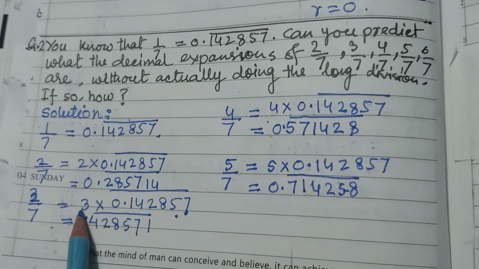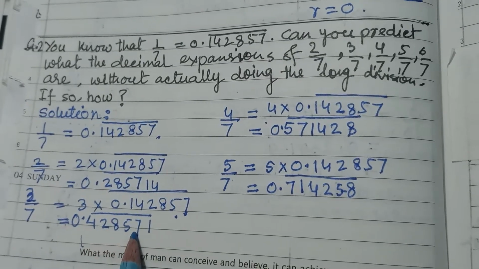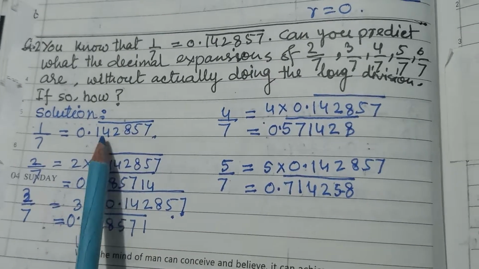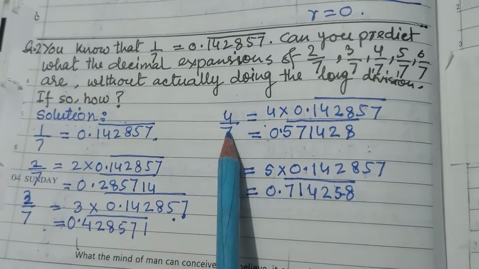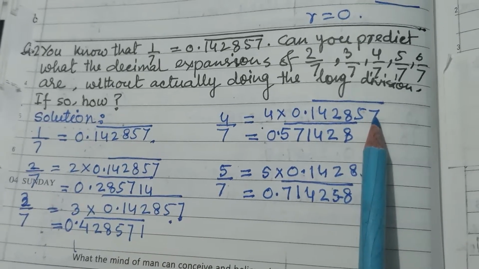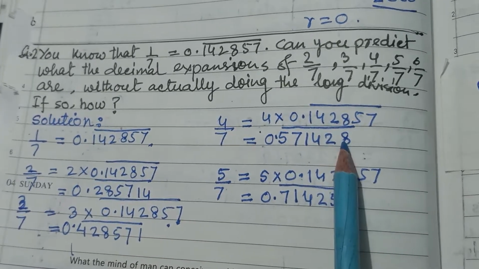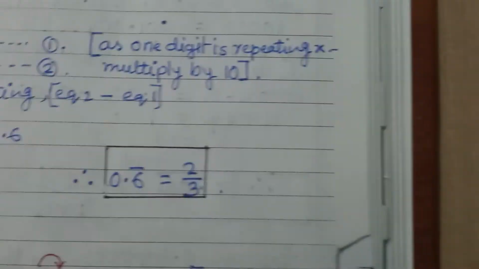When multiplied by 3, it is 42857, then 1 is coming. Next, multiply by 4, in the same way, it is 571428. So okay, it's very interesting. Now the next question is question number 3.